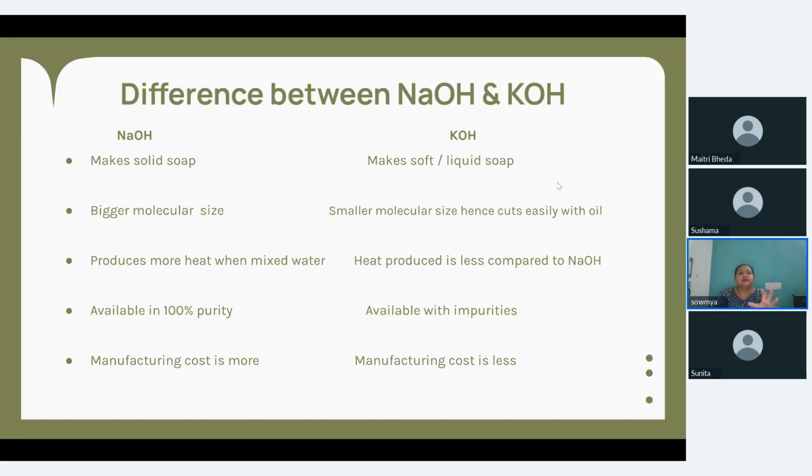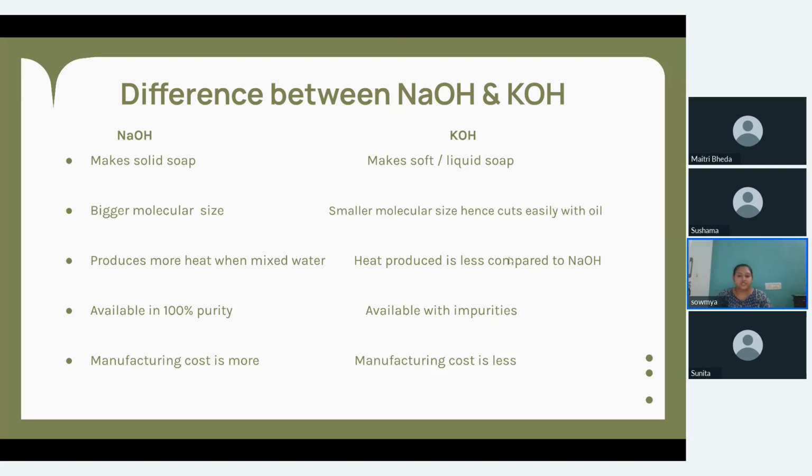But their behavior is slightly different. Sodium hydroxide behaves more furiously, and potassium hydroxide has a slower, mellowed-down behavior with oils. And another major difference: we will always get potassium hydroxide with impurities only. It is not available pure.